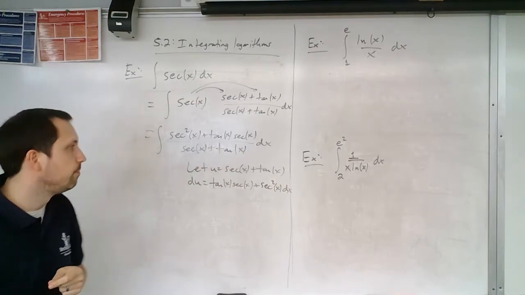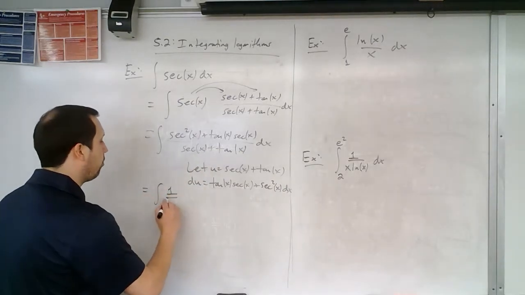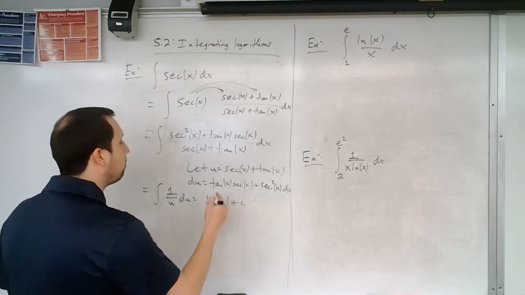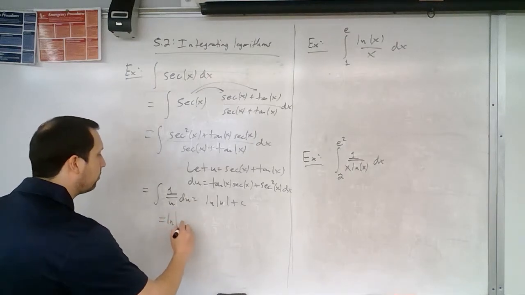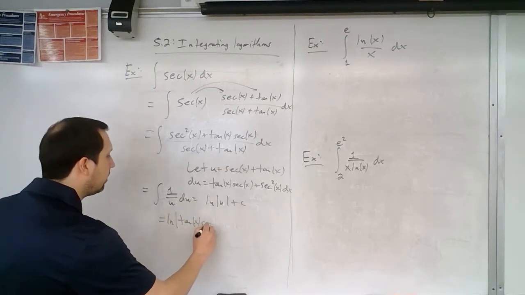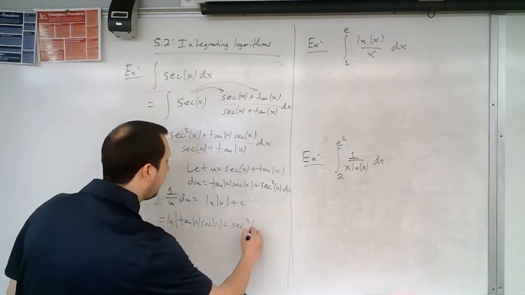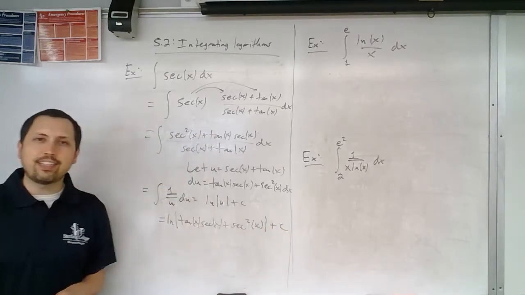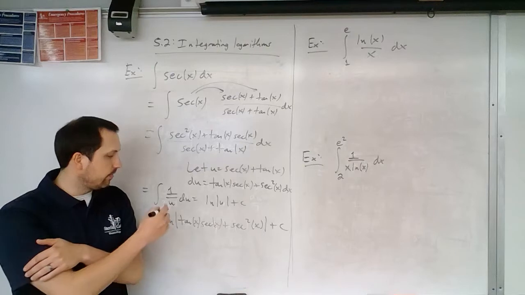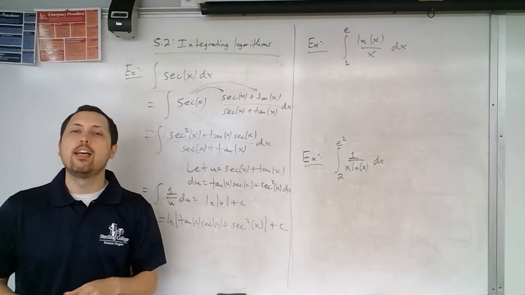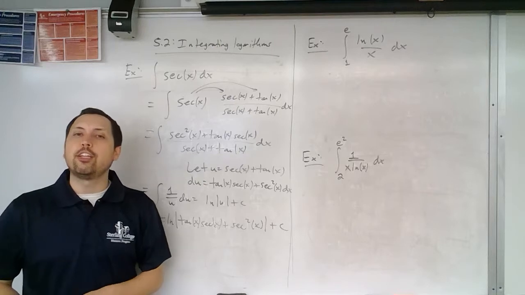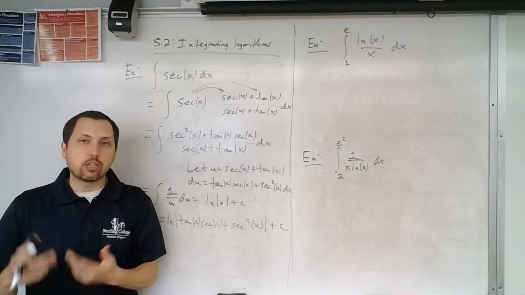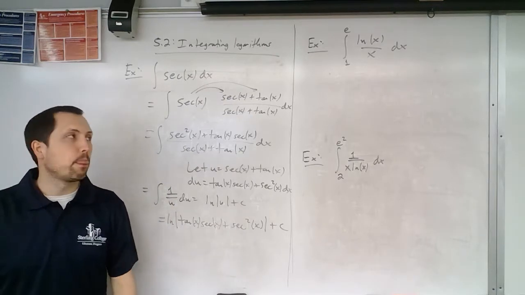So this becomes the integral of 1 over u du, which we know is natural log of the absolute value of u plus c, but then plugging this in, this is equal to natural log of the absolute value of tangent of x secant of x plus secant squared x plus c. So the integral of secant x is natural log of tangent x times secant x plus secant squared x. This is one of those facts that you should just store away in your memory. I don't expect you to rederive this. It's just something that if you're able to pull this out, that'll be great.